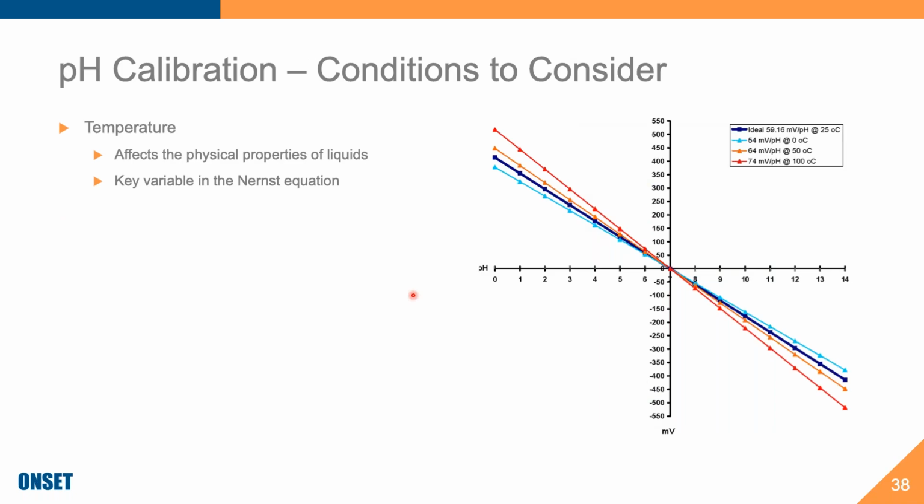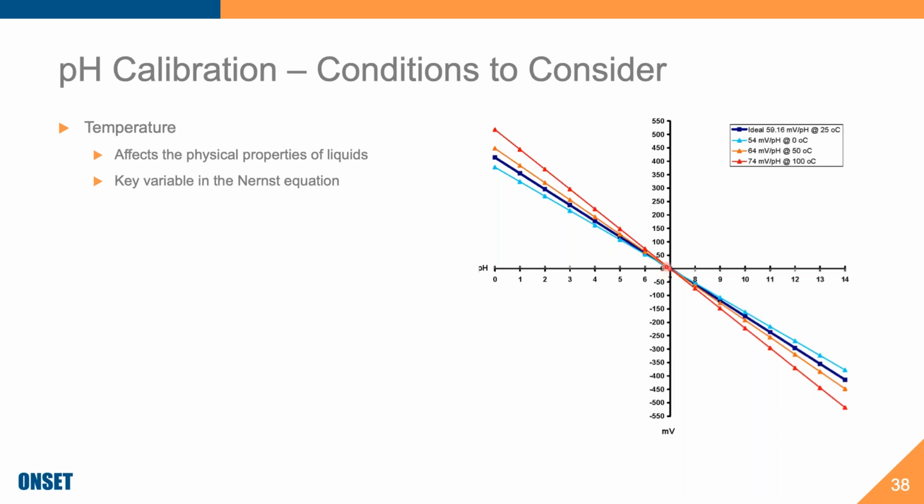So pH calibration conditions to consider. Here on the right, we have a graph that shows 4 different pH calibrations. And these 4 different calibrations were performed at different temperatures. So the blue one, which is the solid one with the square points, was done at 25 degrees Celsius. And as you can see, it looks just like my quote unquote ideal electrode where it's got a beautiful offset, it's got a beautiful slope.